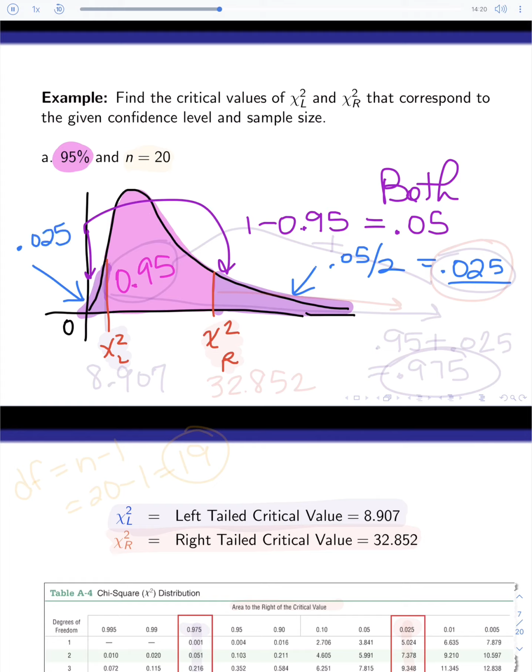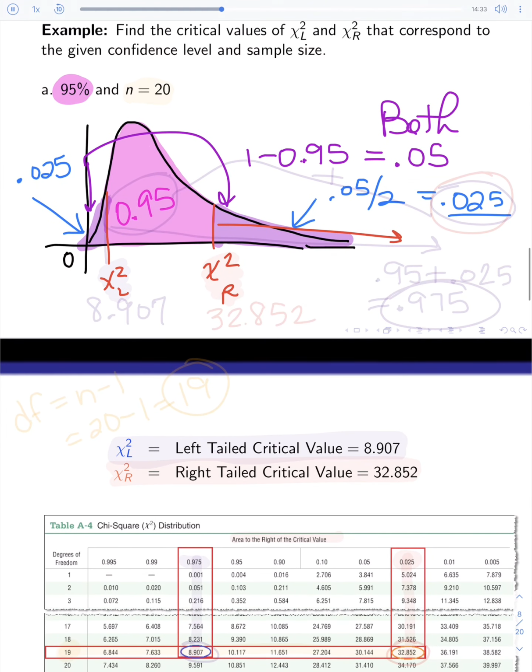Now, how do we use this to find the critical values? Well, remember that the critical values here for the chi-squared require an area to the right. So the one on the right is actually going to be the easiest to find, and you already have the area in that one tail on the right. It's a 0.025. So let's go to our table and take a look at how we're going to find this critical value for an area to the right of 0.025.